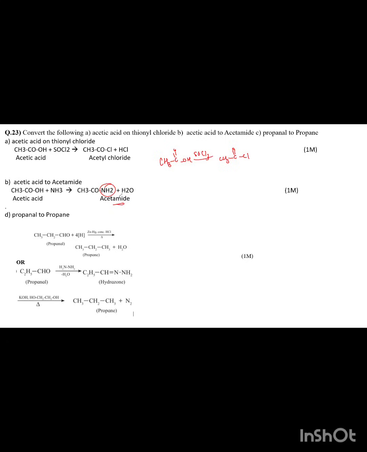While the third one is the reaction of Clemmensen's reduction or Wolff-Kishner reduction. The first one is Clemmensen's, where the carbonyl carbon is converted into CH2, and the same reaction can occur with the help of Wolff-Kishner reduction, where in both reactions the carbonyl is converted into a CH2 group.